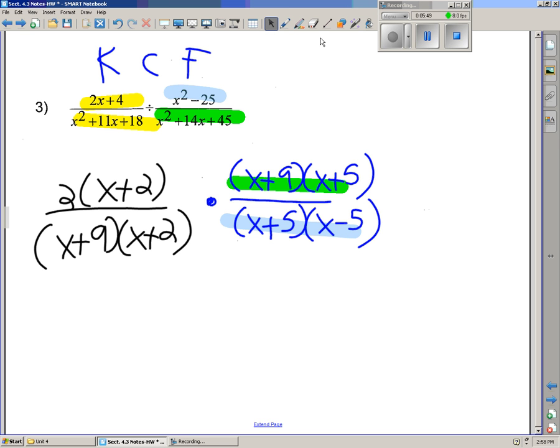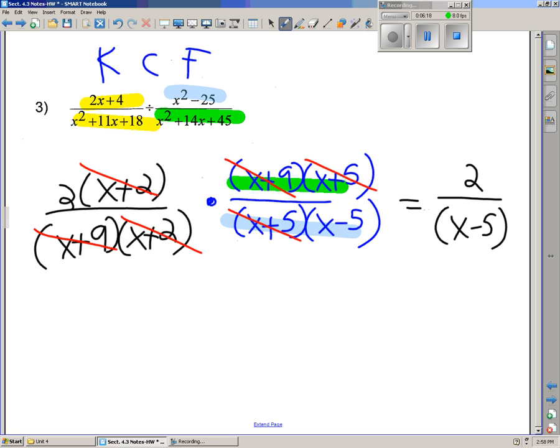Now start looking for common pairs. So what do we have? X plus 2 on the top and x plus 2 on the bottom, the whole binomial. We've got an x plus 9 binomial for another full x plus 9 binomial. And then we have an x plus 5 for the other x plus 5. So all of those things cancel out to give you a 1. And what's left is your final answer, a 2 on top and a binomial x minus 5 on the bottom.